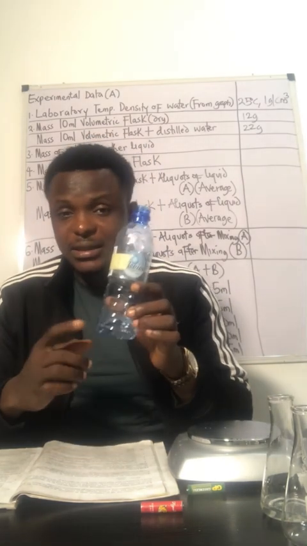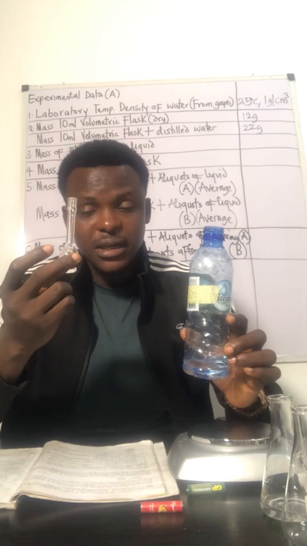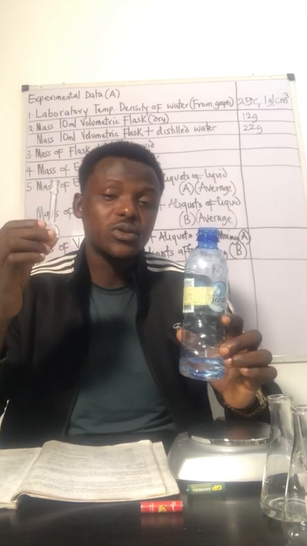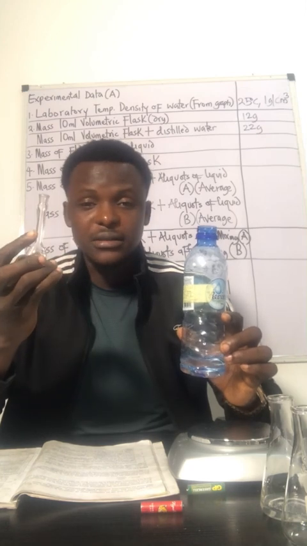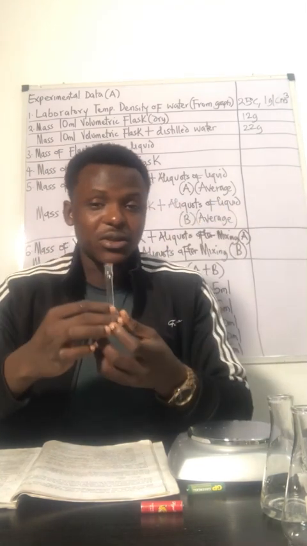So for us to get the density of this liquid, recall that in step 2, we had earlier weighed this flask when it was empty, and it gave us 12 grams. We also had to weigh it when it was filled with water. The sole purpose of doing that was to be very sure this flask is 10 ml. The next thing we are going to do now, I'm not going to start pouring this inside because it's going to take time.